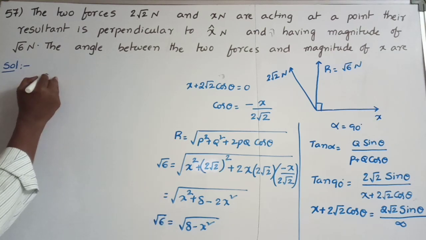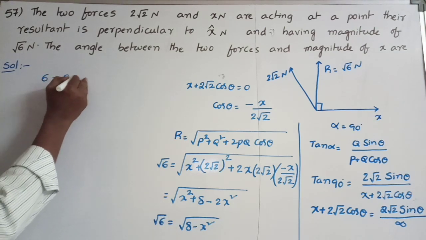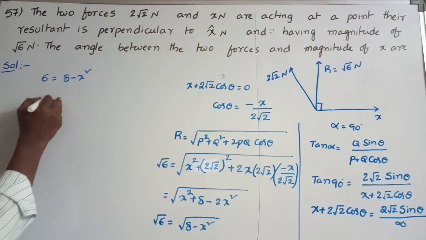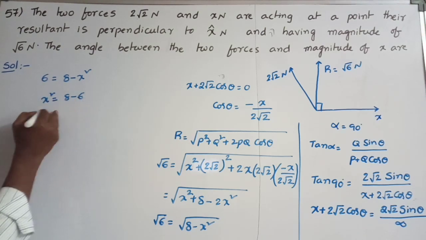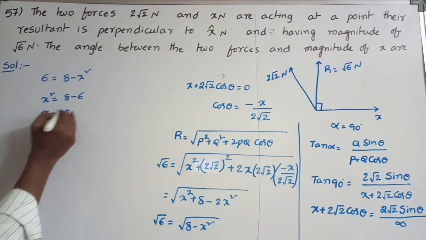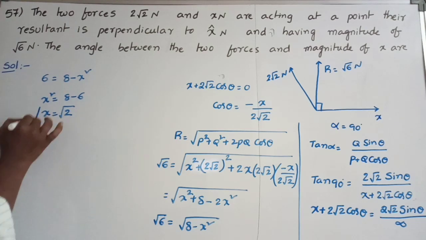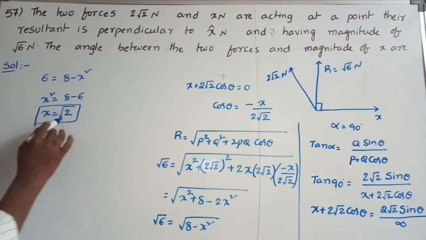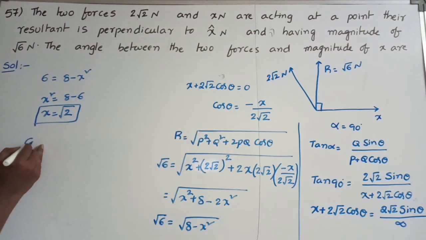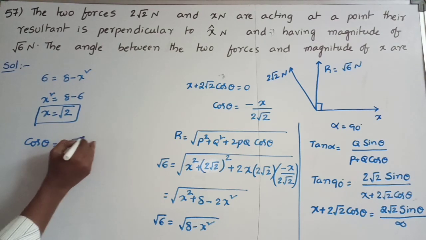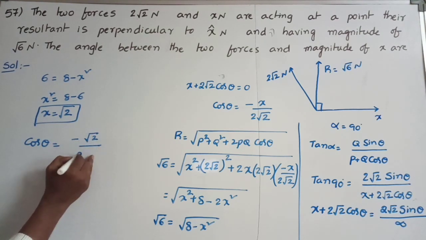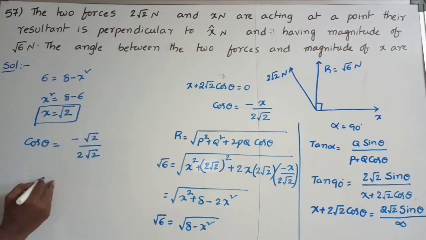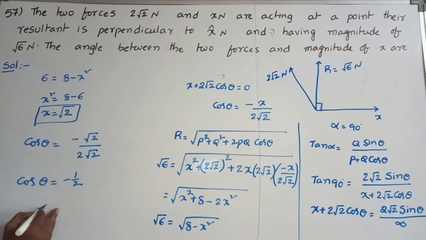Squaring on both sides, we get 6 is equal to 8 minus x square. x square is equal to 8 minus 6. From this x is equal to root 2. We got x value, x is equal to root 2. X value substitute here, then we get cos theta is equal to minus root 2 by 2 root 2. Root 2, root 2 get cancelled. Cos theta is equal to minus 1 by 2. We can get cos theta value minus 1 by 2, so theta is equal to 120 degree.